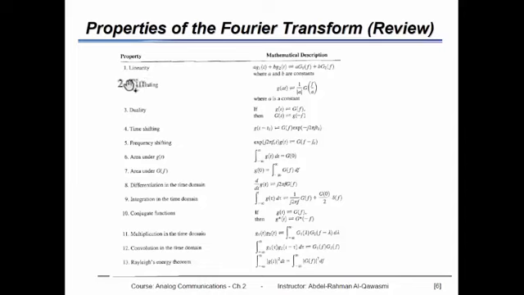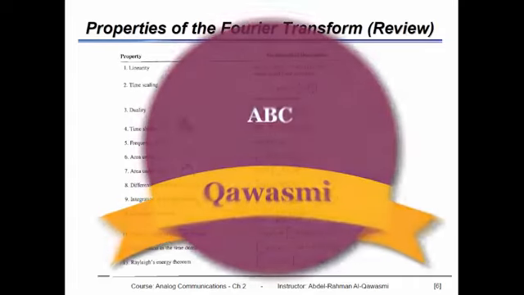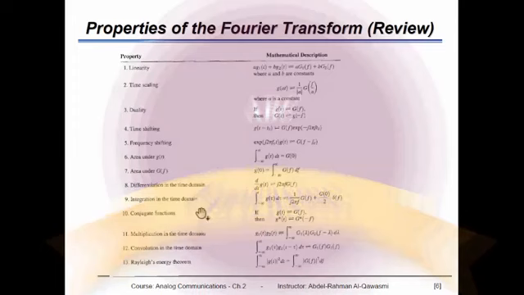If I have time scaling, I multiply the time by a for stretching, for example, or expanding. This means I can take the Fourier transform of g of t without a, and put a directly in the result of the Fourier transform, and so on for all other properties.